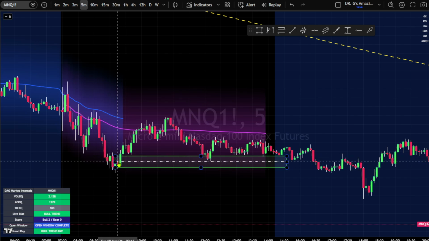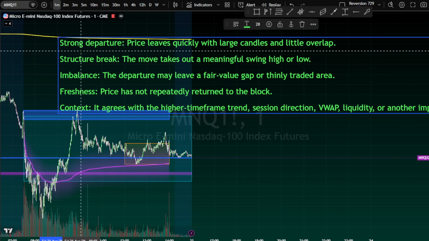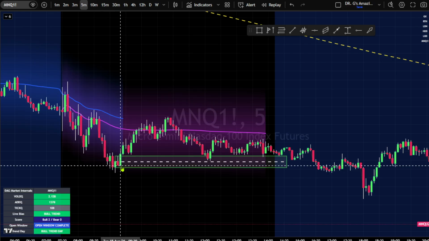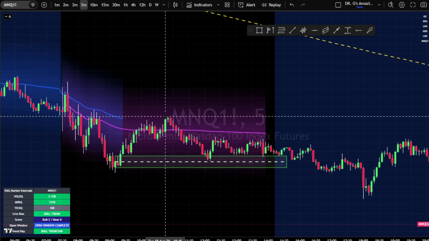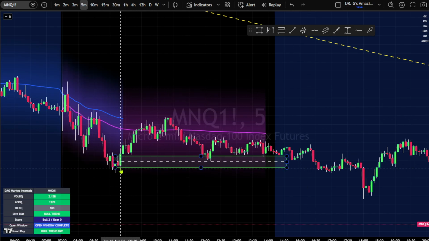However, there's some rules that I like to follow before I even do it, and I've got it right here. Number one, it's got to have a strong departure from the place where you took off from. So when we're taking over here, this is kind of mediocre. Again, this is not the best example. We'll go to a better example in just a minute. But it did take off.